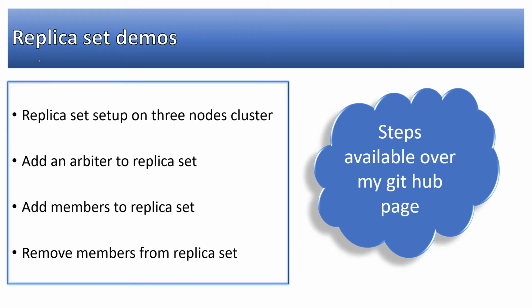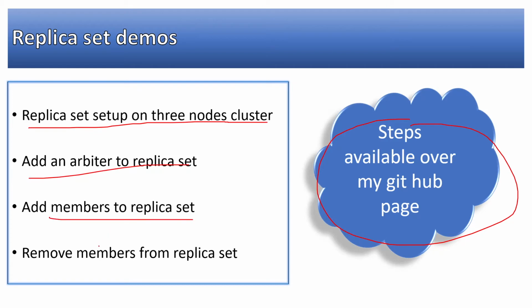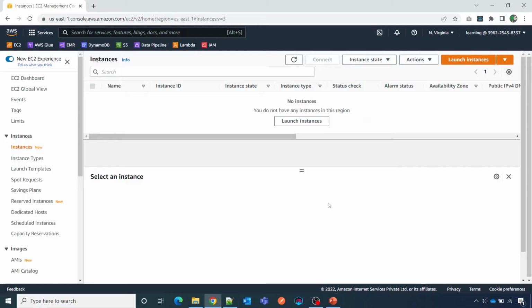Now replica set demos. All these steps are available on my GitHub page also. I'm going to show you replica set setup on a 3-node cluster, arbiter, member. We will add and remove members. And please feel free to ask any questions or doubts you have, and I will try my best to answer your questions. Let us proceed to the demo now.